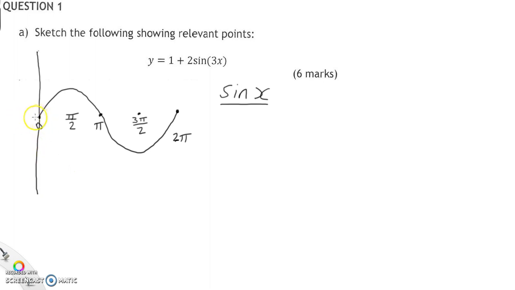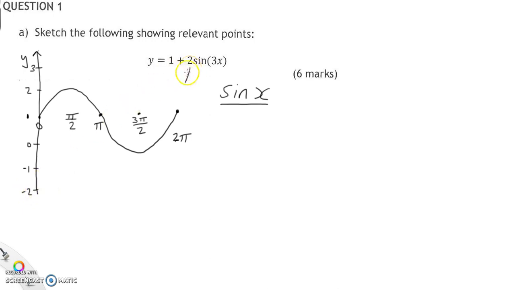So instead of starting at a height of 0 on the y-axis, our sine function is going to start at a height of 1. Right, so 0 will be here. This will be -1. This is 1, so up here will be 2. And up here will be 3. So down there will be -2.